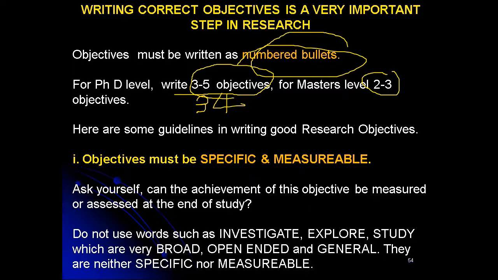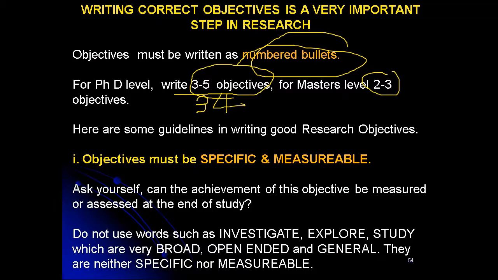So later when you write your assignment, you must make sure that you have 3 or 4 if you are doing PhD, and if you're doing masters, only 2 or 3. And again, there are some guidelines for writing goal objectives.